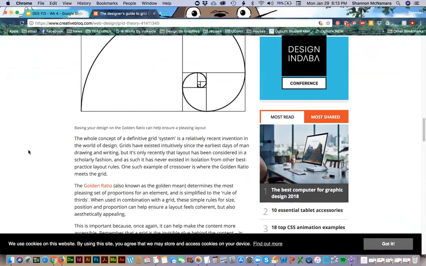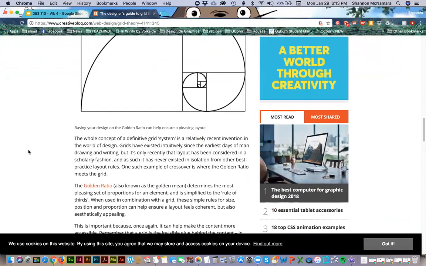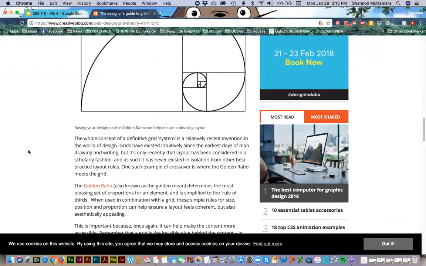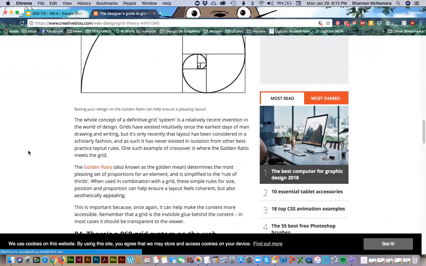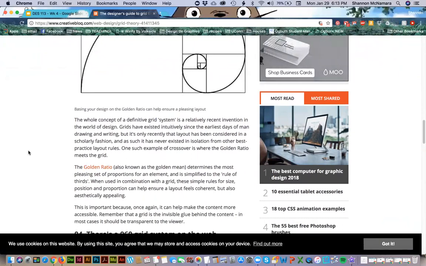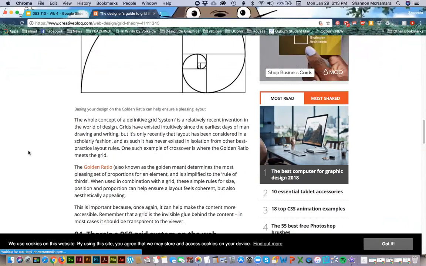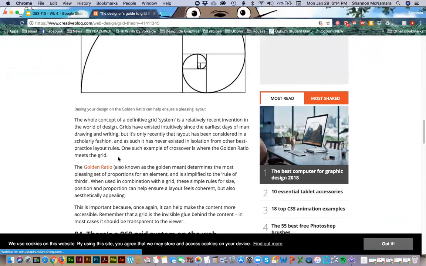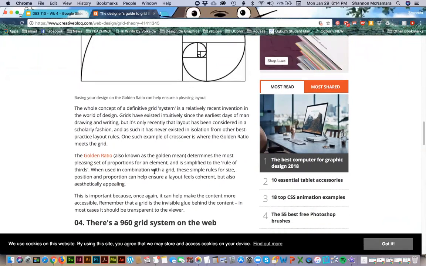The whole concept of a definitive grid system is a relatively recent invention in the world of design. Grids have existed intuitively since the earliest days of man drawing and writing, but it's only recently that layout has been considered in a scholarly fashion. The golden ratio, which is also known as the golden mean, determines the most pleasing set of proportions for an element and is simplified to the rule of thirds. When used in combination with a grid, these simple rules for size, position, and proportion can help ensure a layout feels coherent, but also aesthetically appealing. So take some time to look up the golden ratio. It's really interesting.